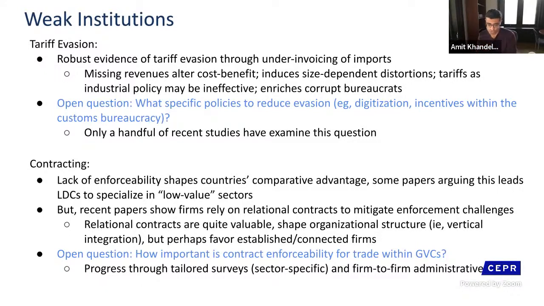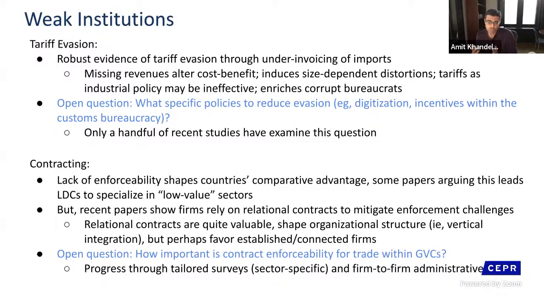And it's been shown that these relational contracts are actually quite valuable. They may actually affect the organizational structure of firms themselves. For instance, it may incentivize firms to vertically integrate in order to get around standard contractual issues. But at the same time, it may mean that certain firms which already have the connections or already have the relationships are going to benefit more than others.